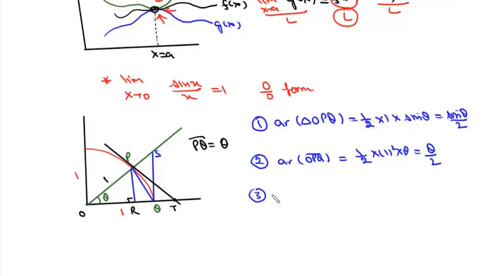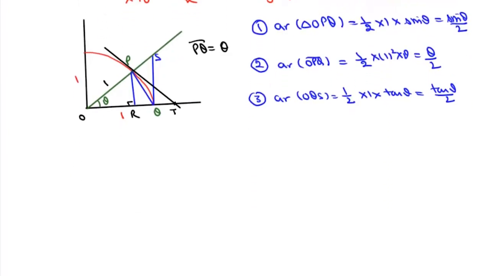And for this third one, we write the area of this triangle OQS. The area of triangle OQS will be 1 by 2 into 1 into tan theta, so it will be simply tan theta by 2.